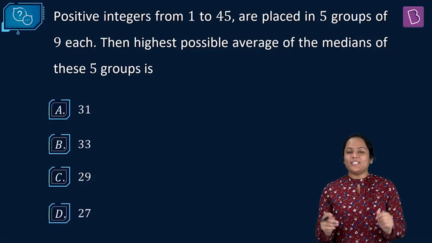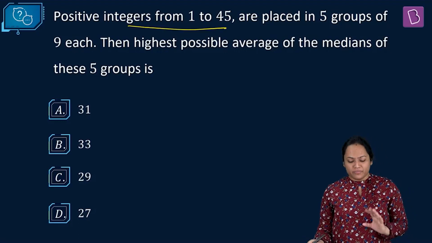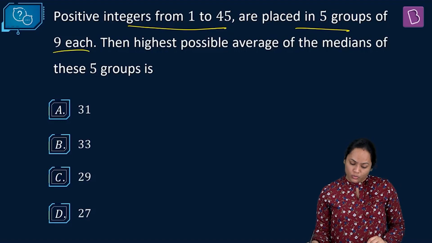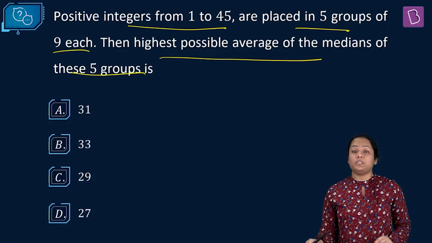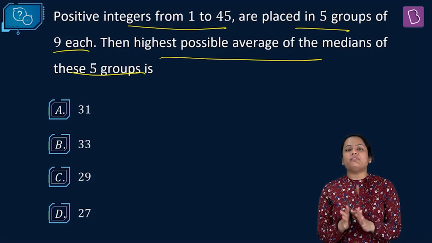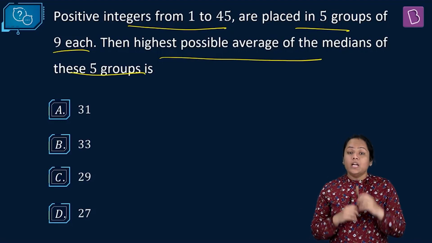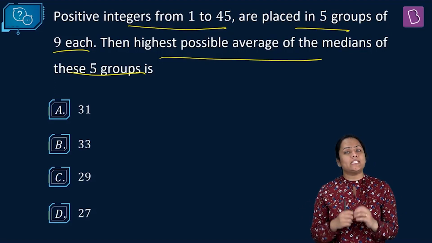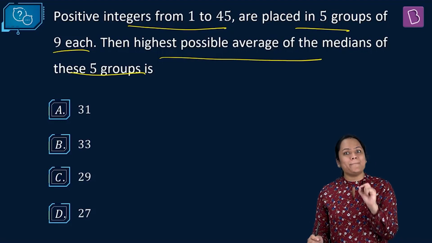Well, in this question, let's see what they have said. Positive integers from 1 to 45 are placed in 5 groups of 9 each. Okay. Then the highest possible average of medians of these 5 groups is... we have to find the highest possible average of the medians. That means I have to find the highest possible median in all the 5 groups, isn't it? Okay. Now, first of all, let's recall what the median is. Suppose I arrange the data in ascending order or in descending order, the middle term becomes the median, right?